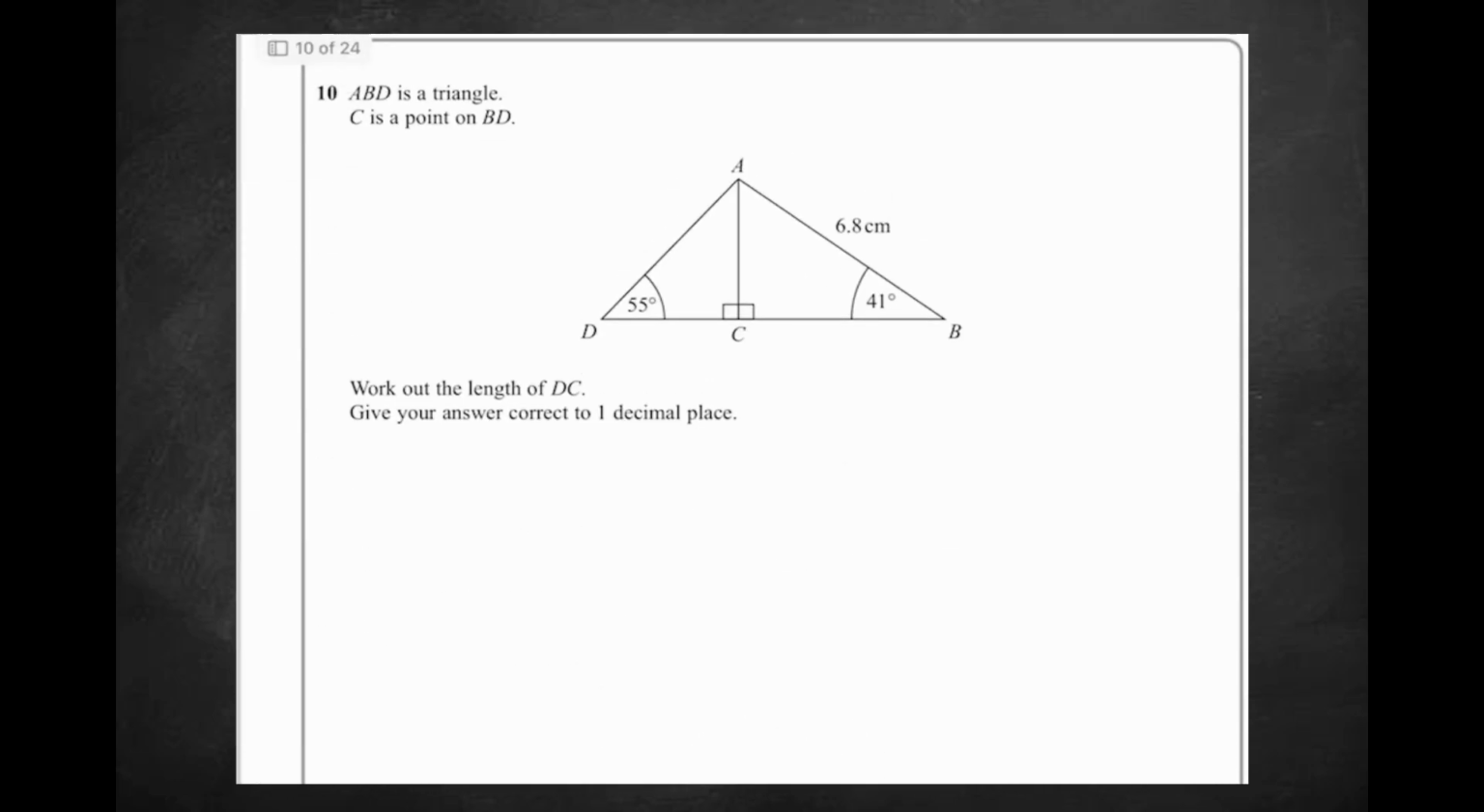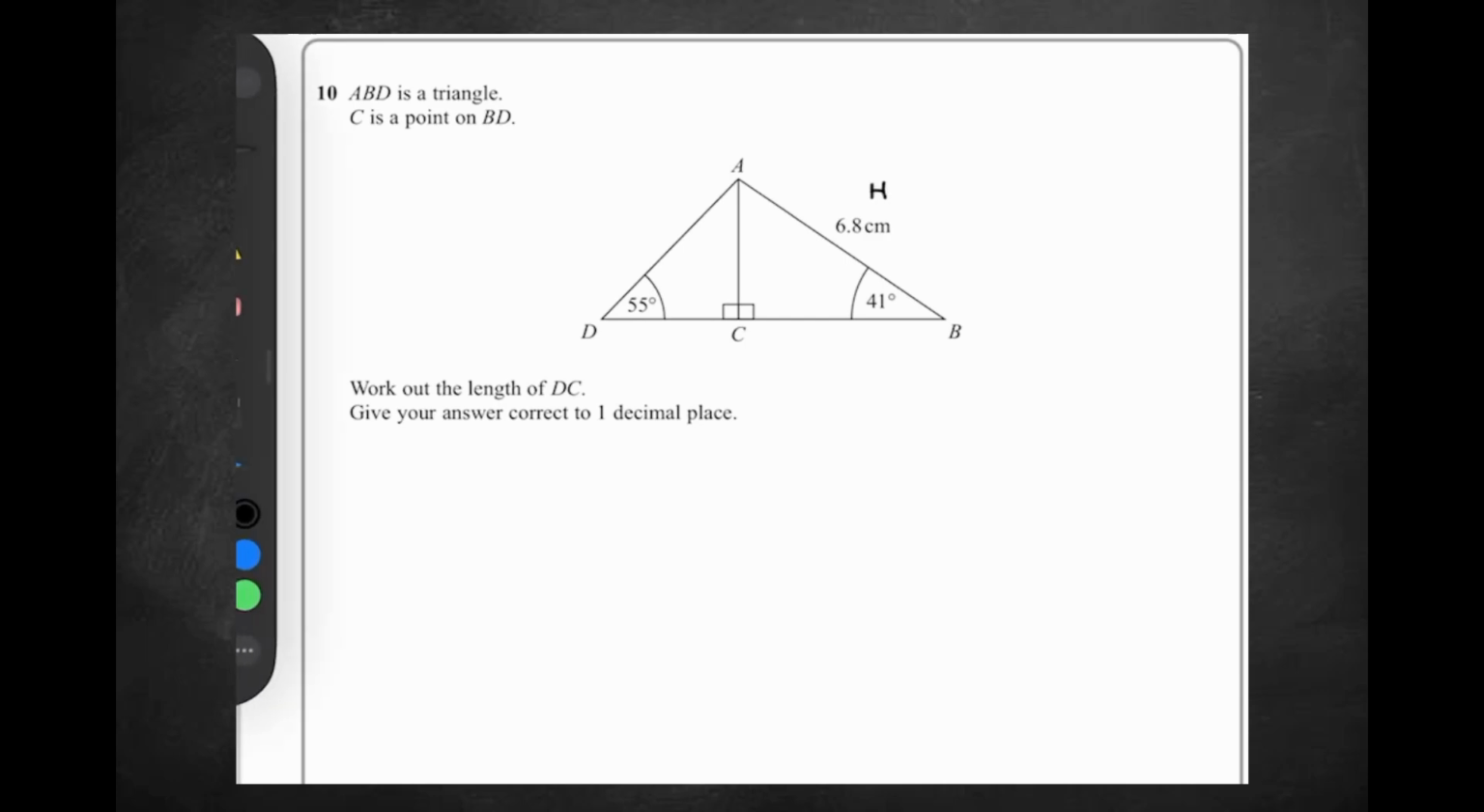Question 10. ABD is a triangle. C is a point on BD. Work out the length of DC. Give your answer correct to 1 decimal place. So what we're going to do first is, they're both right-angled triangles, so we're going to use Pythagoras. This line here is the hypotenuse. This one's the opposite. This is the adjacent.